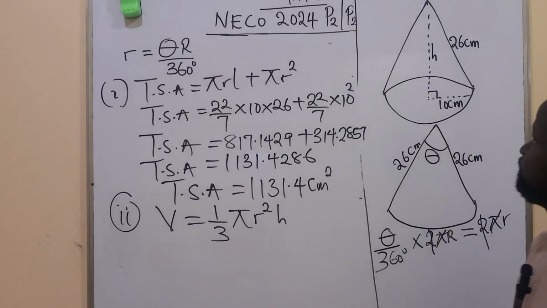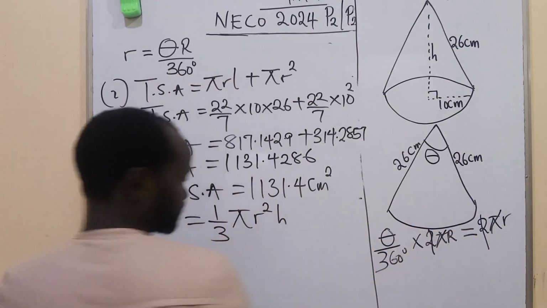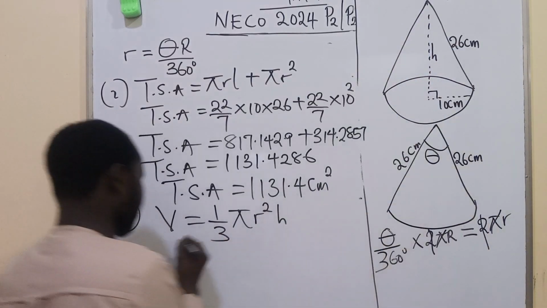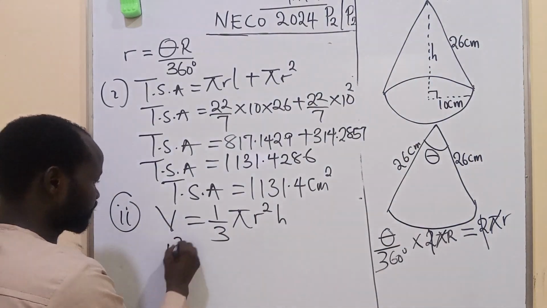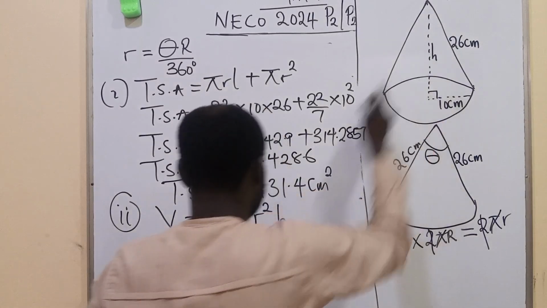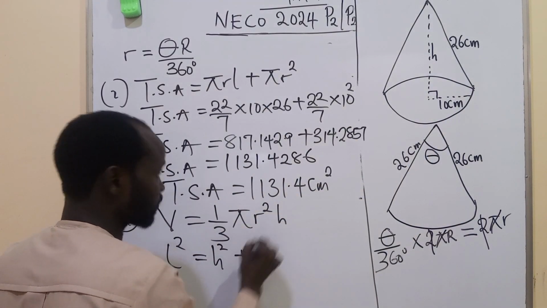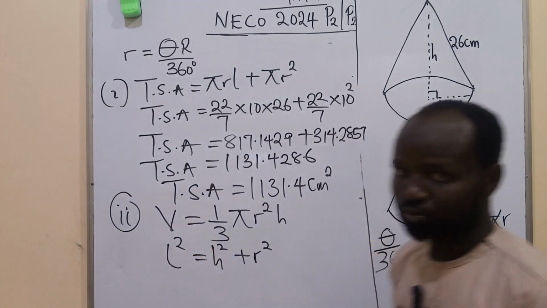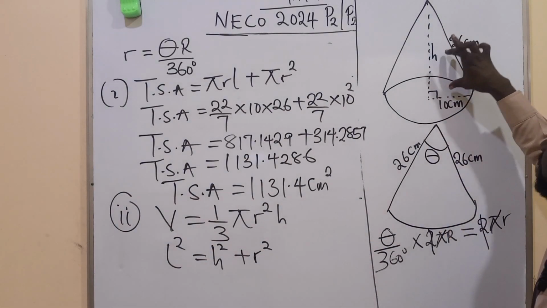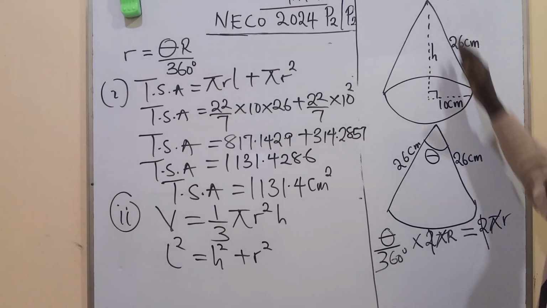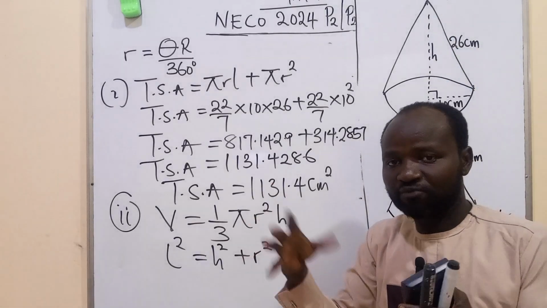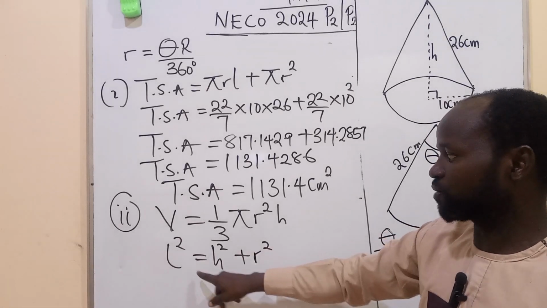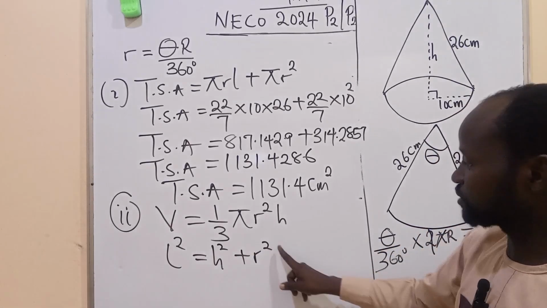Okay, so to do that, we realize that the slant height here, this is the hypotenuse, which is L squared, will be equals to the h squared plus the base radius, which is r squared. Pythagoras rule states that in a right angle triangle, the square of the hypotenuse is equals to the sum of the square of the other two sides. This is how we come about this formula. L squared now will be equals to h squared plus r squared.